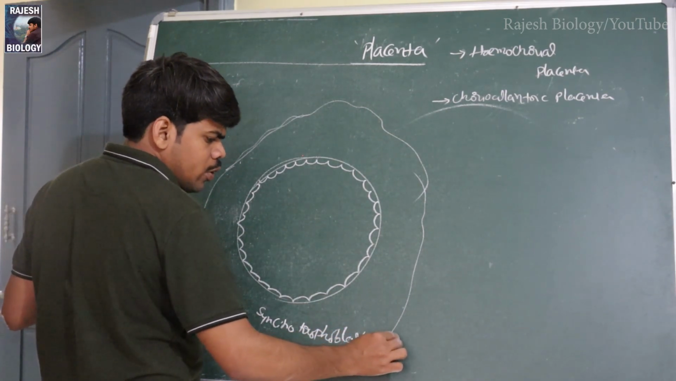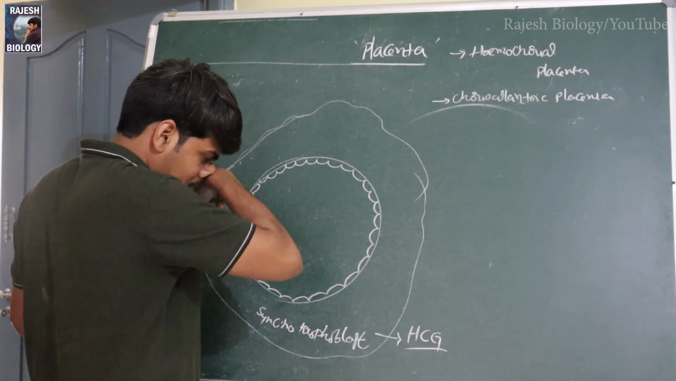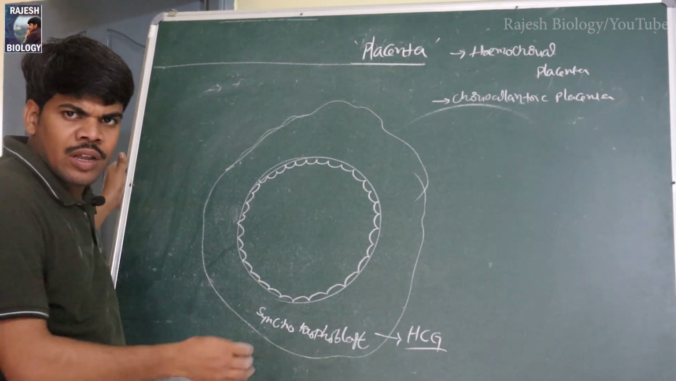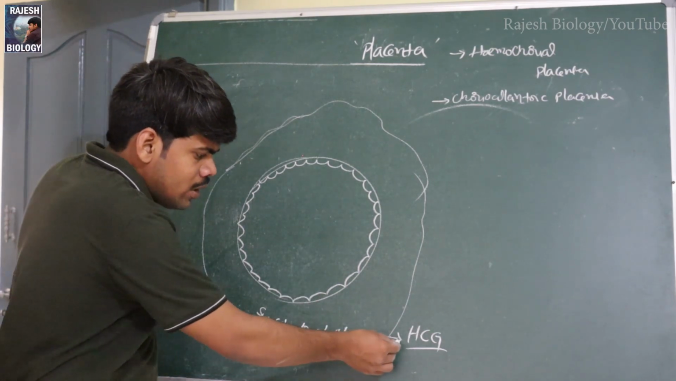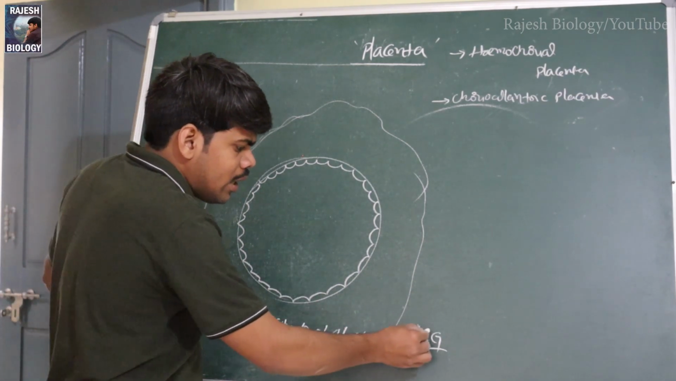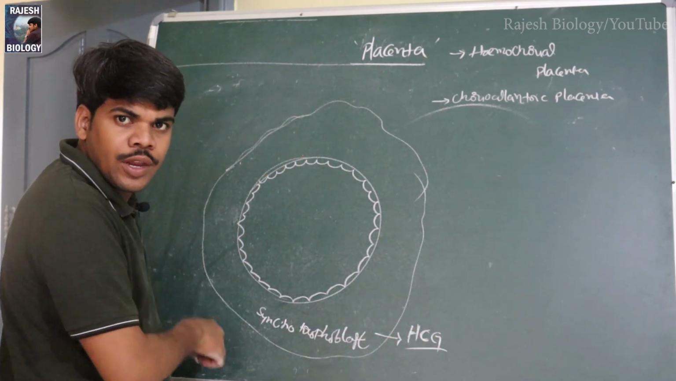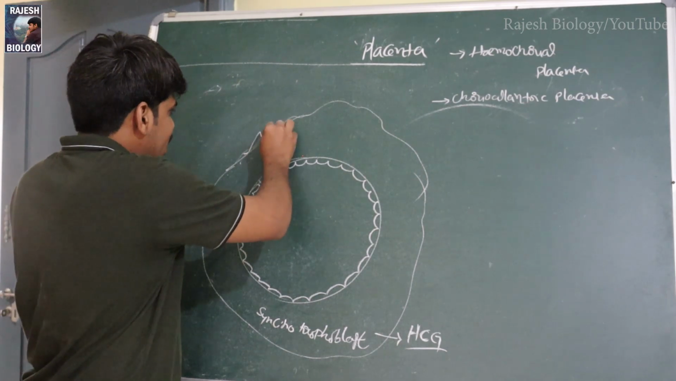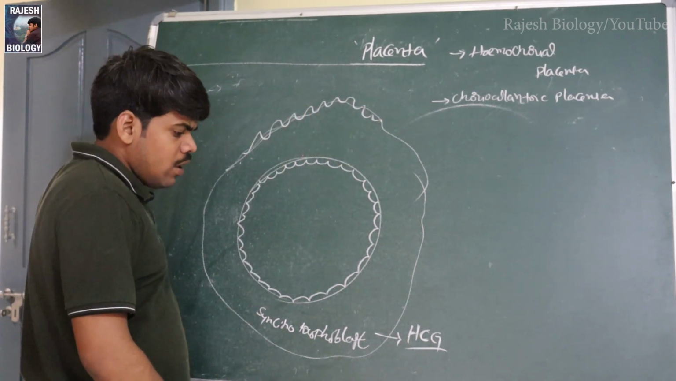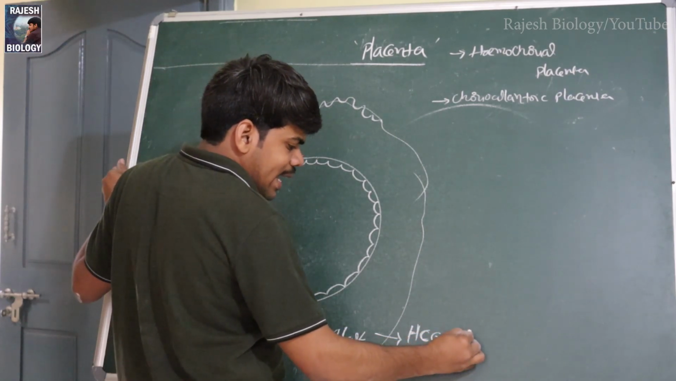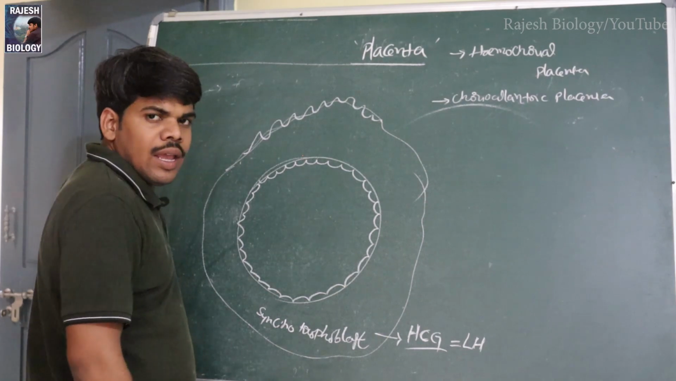This syncytial trophoblast is going to produce a hormone called HCG, human chorionic gonadotropin. We will discuss the HCG function later also. First we have to know this. It is human chorionic, that means from the chorion. It is already called chorionic villi. The villi, called trophoblastic villi, are also called chorionic villi. Okay, HCG acts like LH.